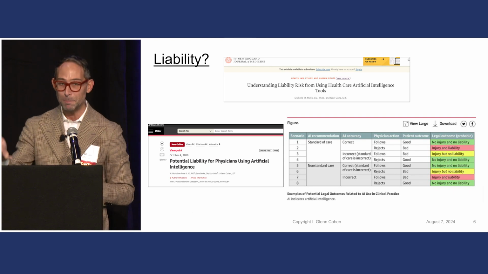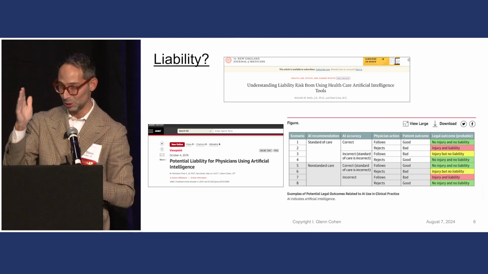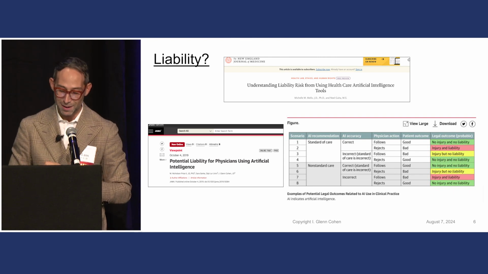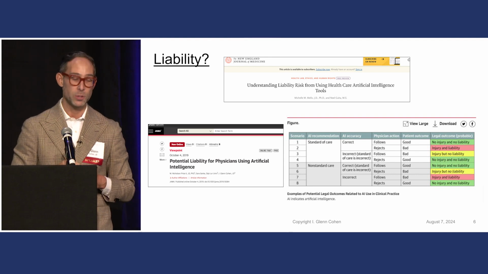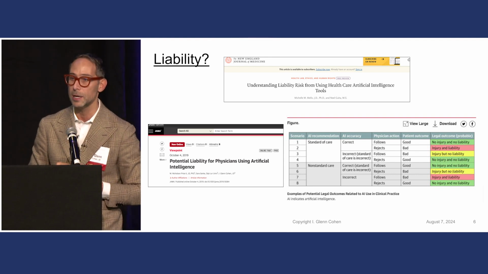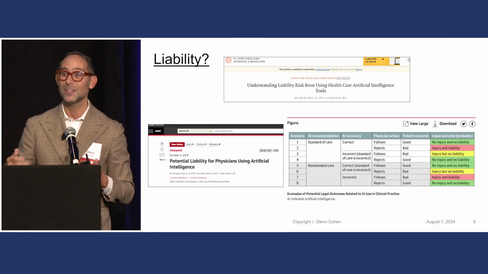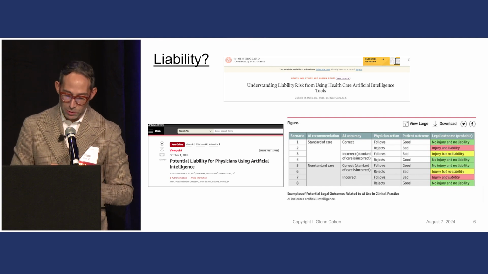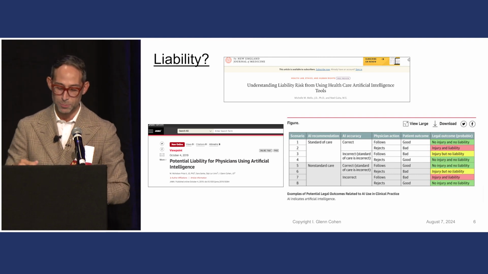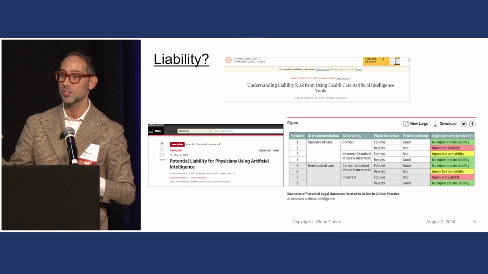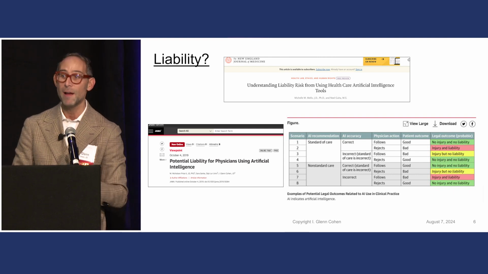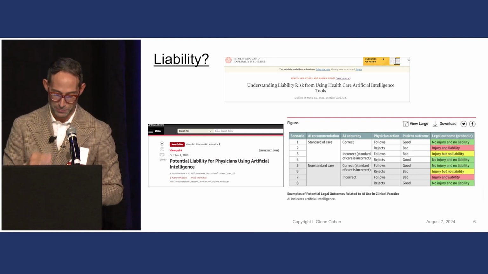Eight possible situations could occur if you just follow this logic. That's all we've done. First, if there's no injury, there's going to be no liability. That's the green boxes in the figure. That's a good outcome. Whether it's a good outcome because the physician accepts a correct recommendation or rejects an incorrect recommendation, it doesn't matter. There hasn't been an injury, we're happy.